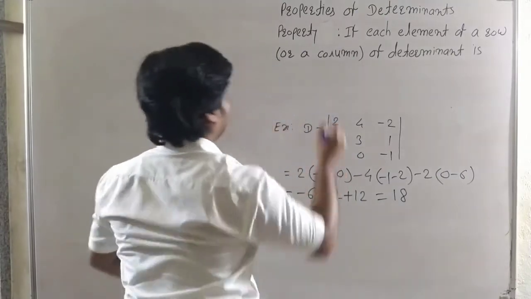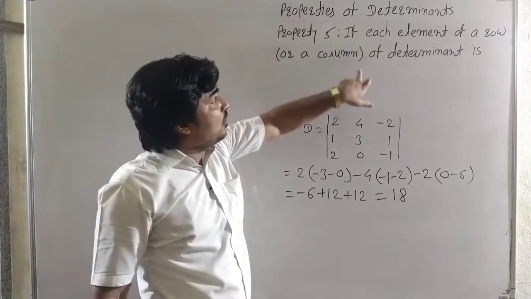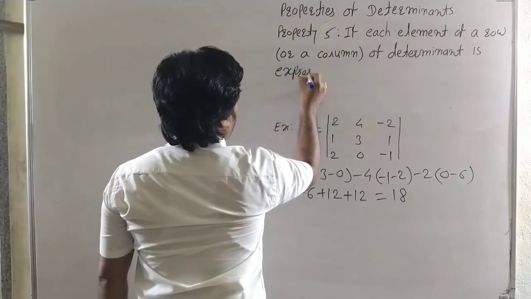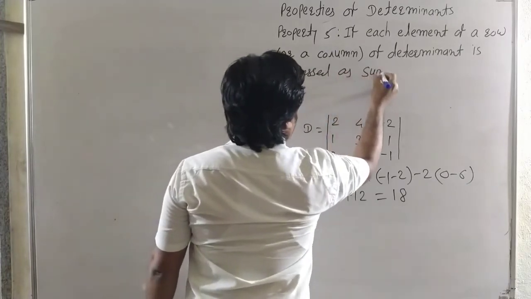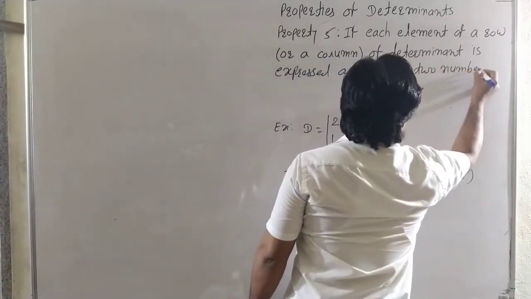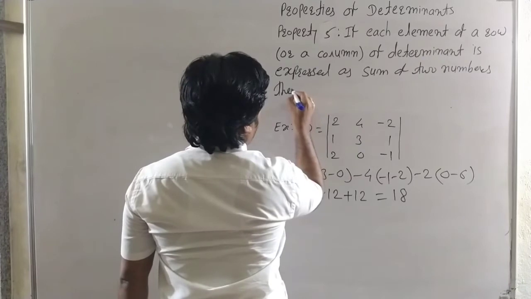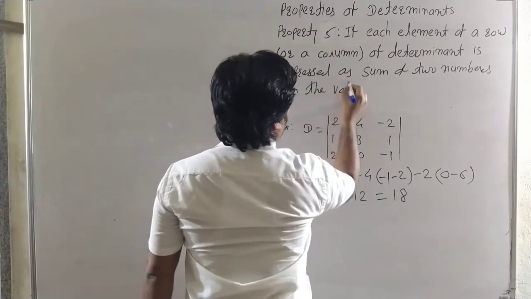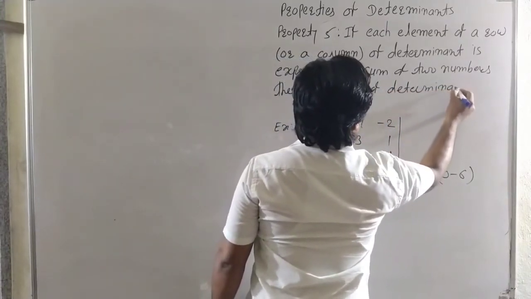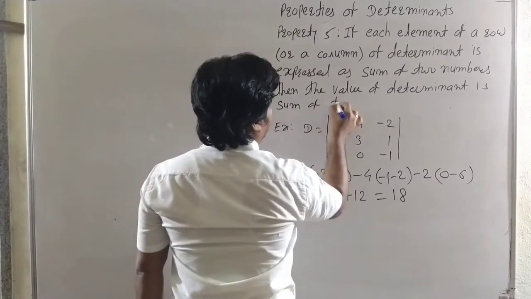Property number 5. Here, if each element of a row or a column of a determinant is expressible as a sum of two numbers, then the value of the determinant is the sum of two determinants.